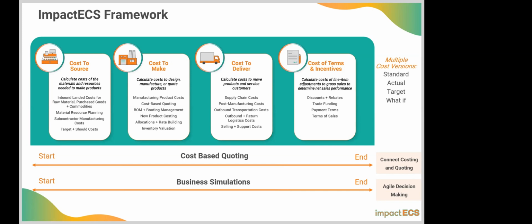The fourth pillar is the concept of cost of terms and incentives. So getting an end-to-end view: what did it cost me to source the products, to make it, to deliver, to serve my customer, and then how much do these terms and incentives cost me to serve this customer, right? And then if you think about it from the start to the end, if you are quoting a new business or a new product, it just makes sense to do the same exercise from the start to the end of this value stream, right?